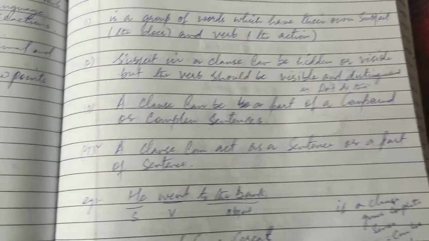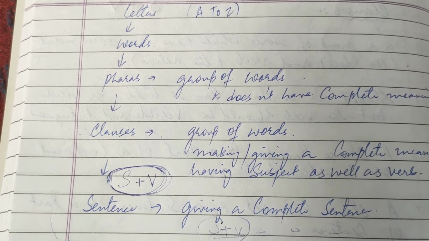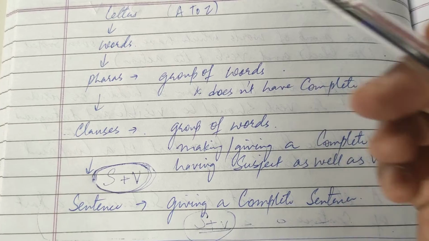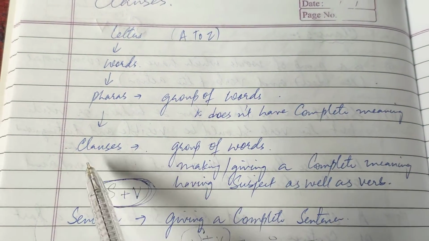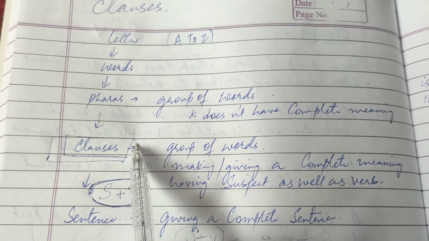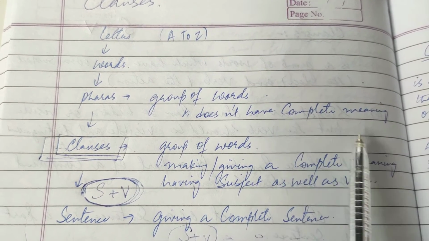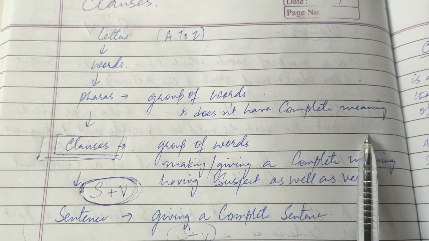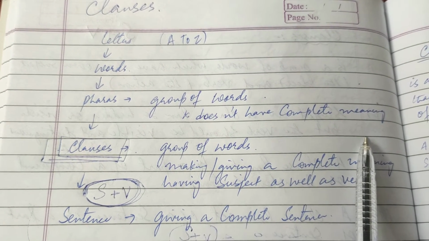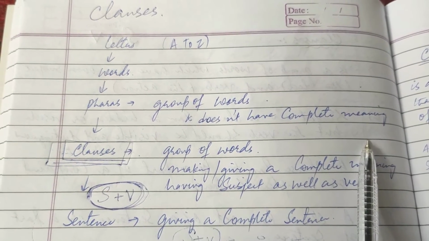So I think you must have understood what a word is, what a phrase is, what a clause is, and what a sentence is. In all of these, we have to go through this, that is clauses. A phrase is also a group of words, but they don't give us a complete meaning. They are dependent on the rest of the sentence. But clauses are groups of words that give us a complete meaning. Also, there's a combination of subject as well as verb.